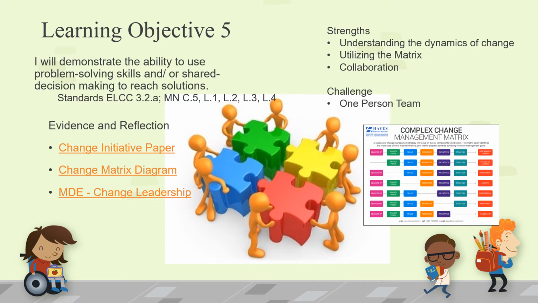My strengths in this objective are understanding learning and realizing that change can be complicated. I understand the importance and how to use the change matrix, and I believe I'm a great collaborator. However, besides my paraprofessionals, I'm essentially a one-person team, which kind of goes with my challenge at this moment. So I do work very closely with the school readiness teachers, but I'm the only ECSE teacher in my district, so I really have no one in my specific role to help problem solve with.